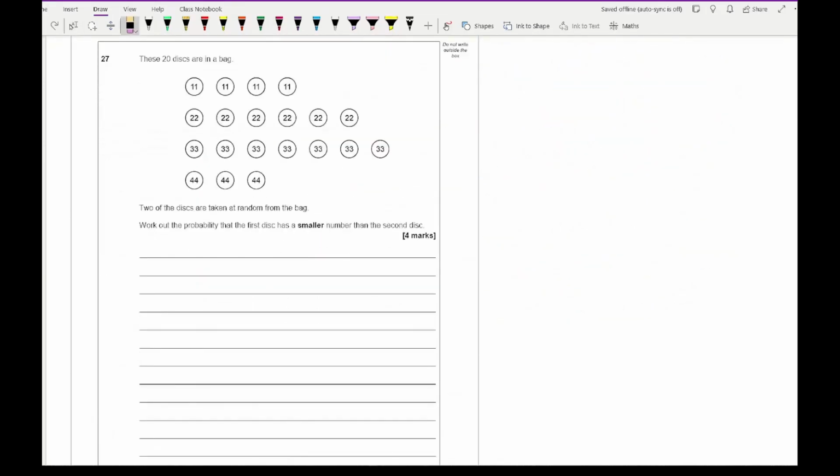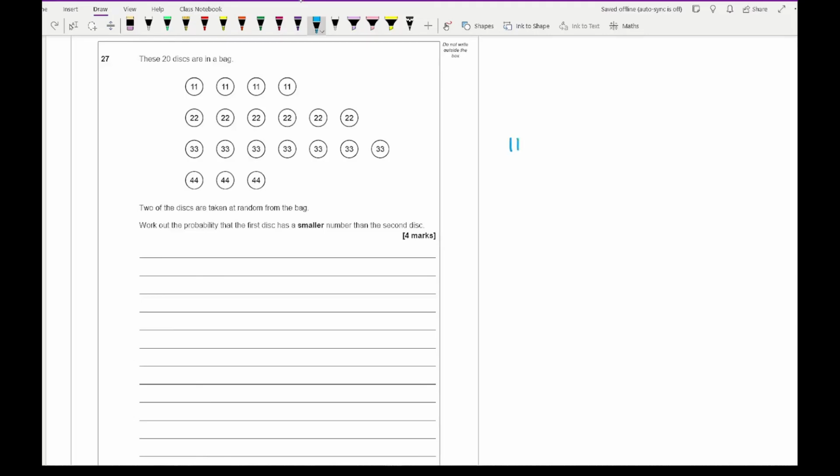So looking at question 27, it says that there are 20 discs in a bag, and we've got 11s, 22s, 33s and 44s. The question is asking, 2 of the discs are chosen at random, and we want to work out the probability that the first disc has a smaller number than the second disc. There are several ways in which you can do this. You can do a probability tree to represent this, but I would say maybe the best way of doing this is a sample space diagram.